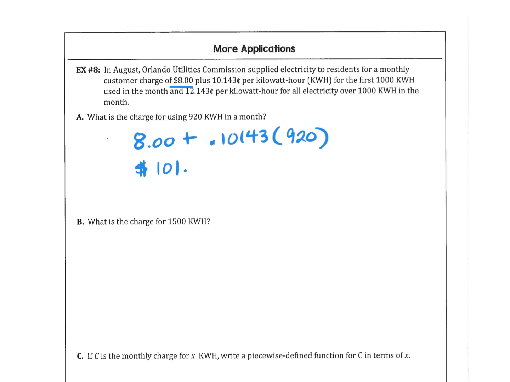How many decimal places do we round this? 2, because it's money, right? So 101.32, $101.32.